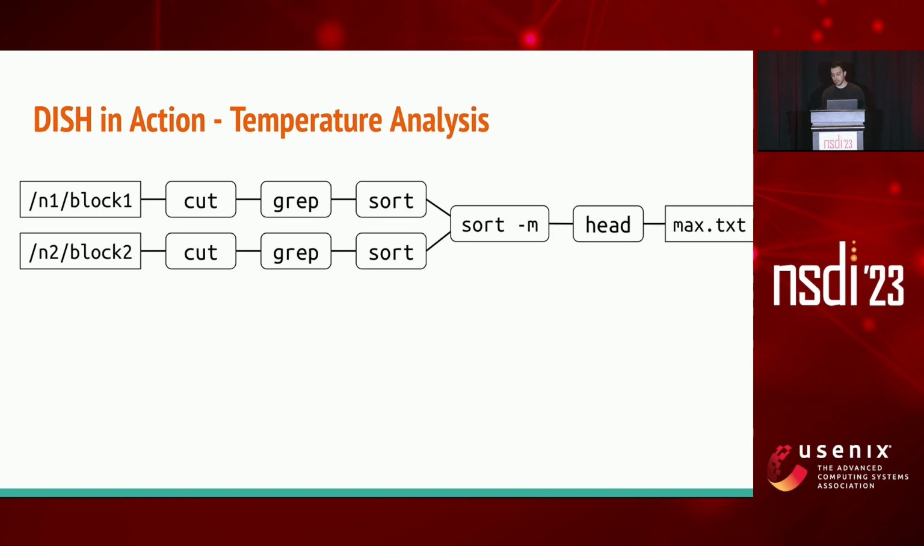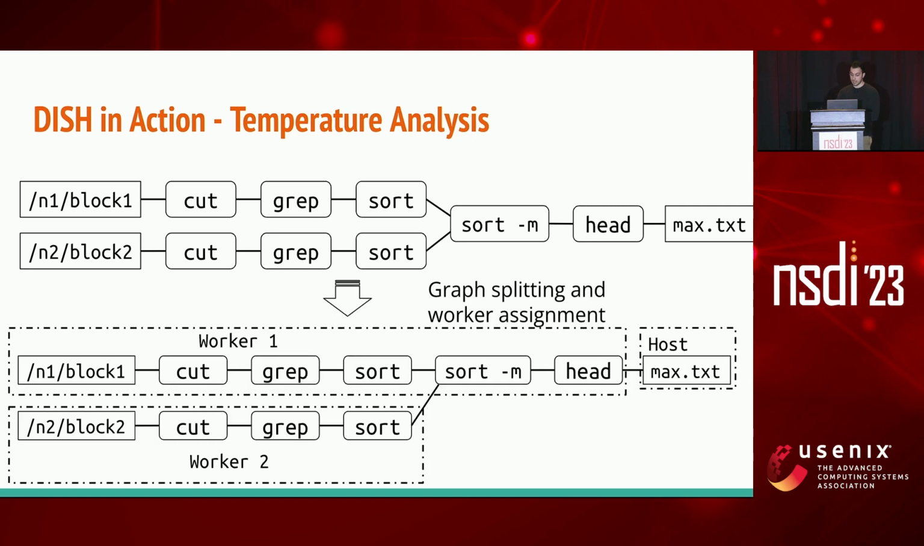So the scheduler now comes in, and it distributes this graph. It realizes that the first section of this graph at the top can go to worker 1, which is where the data for block 1 is. And then the bottom half goes to worker 2, which is where its data is. And then finally, we get the final result at the host.